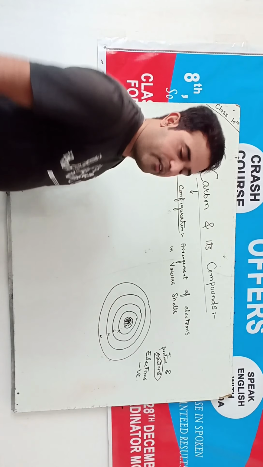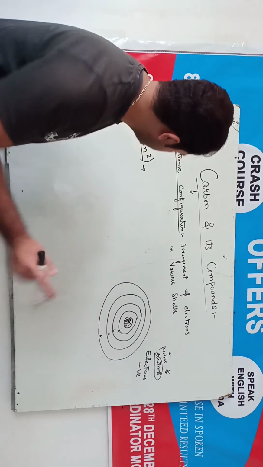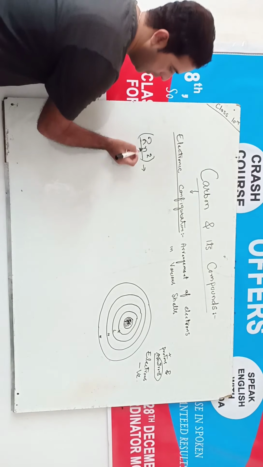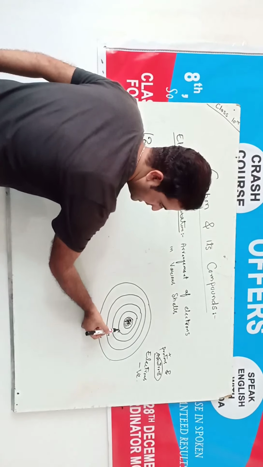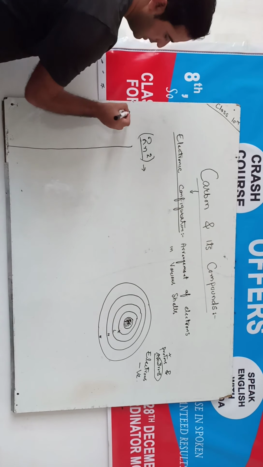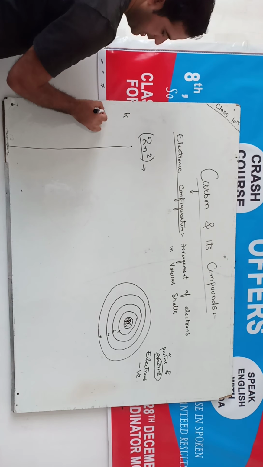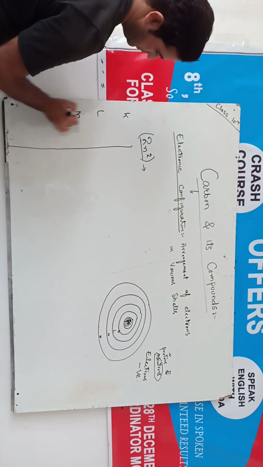What is the maximum number of electrons this shell can accommodate? It is governed by the 2n square rule. We will simplify this 2n square rule for each and every shell, that is K, L, M and N. Here, this is K shell, L shell, M shell and N shell.